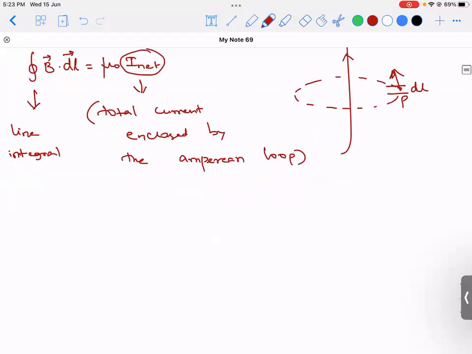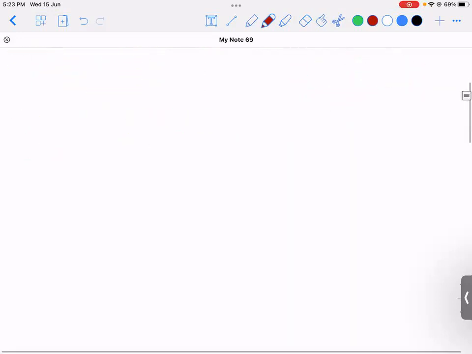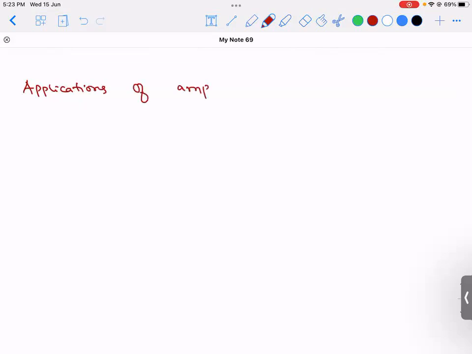Okay. So it is something similar to Gauss law only. So you need to follow similar kinds of steps to find the value. Now let's see its applications. Applications of Ampere's circuital law.